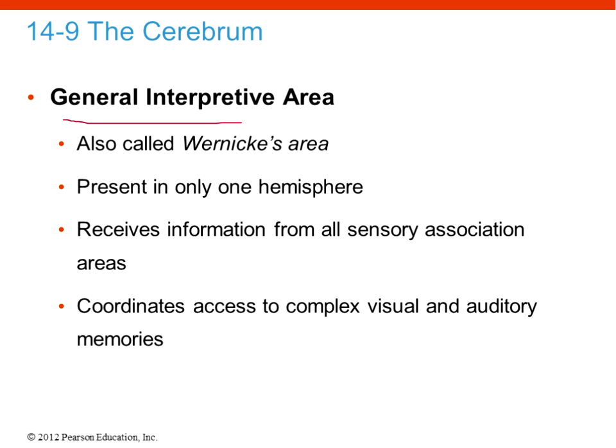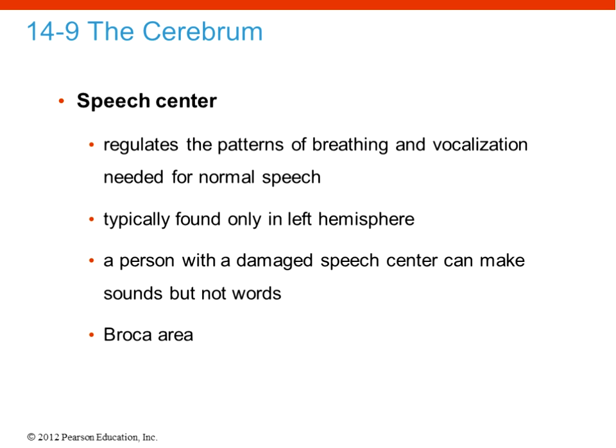So, first one is the general interpretive area, also referred to as Wernicke's area. This typically is only present in one hemisphere, and it receives information from all these sensory association areas and coordinates these responses and generally understands what's happening between what you're seeing and what you're hearing, and gives you this ability to generally interpret what's being sent to your sensory area.